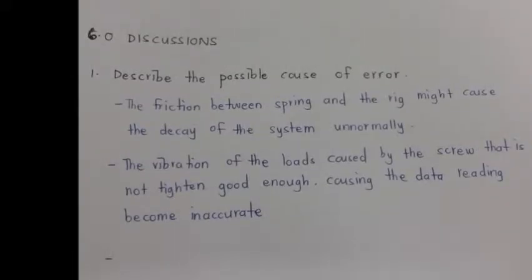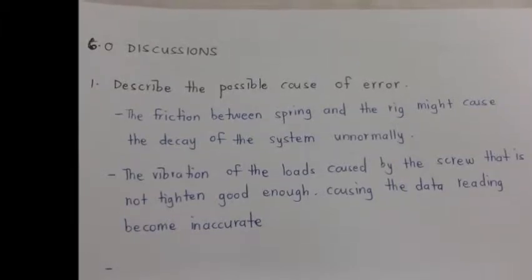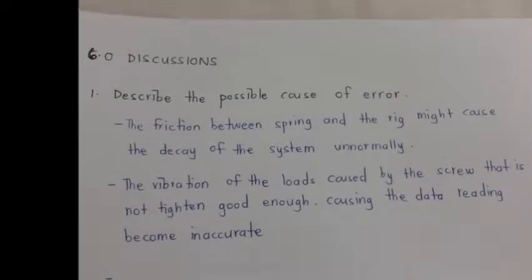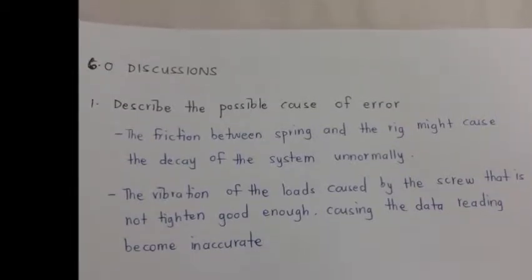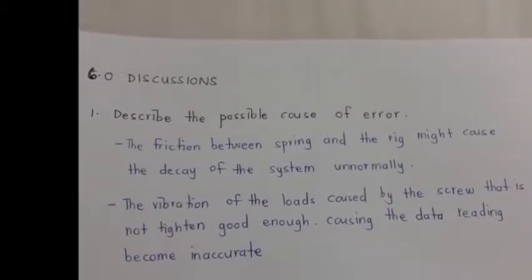For the discussion part, the possible cause of error is the friction between the spring and the rig, which might cause the decay of the system abnormally, and also the vibration of the loads caused by the screw that is not tightened well enough, causing the data reading to become inaccurate.